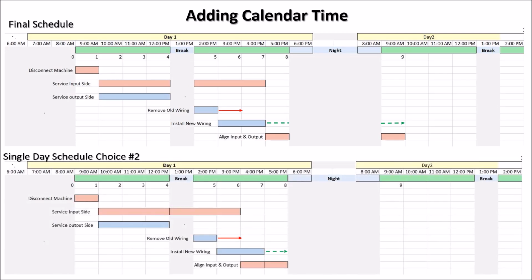And we see that looks far better because nobody has to work overtime and none of the major tasks are being split. They're all continuous work. So we would probably decide that is the schedule and final plan that we're looking for.